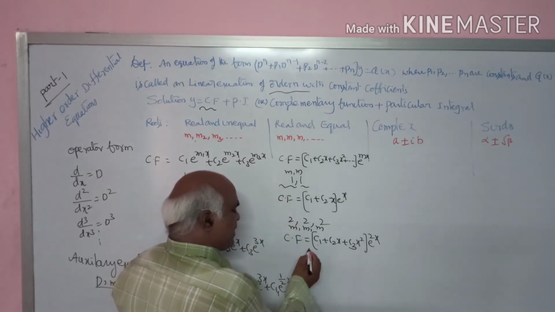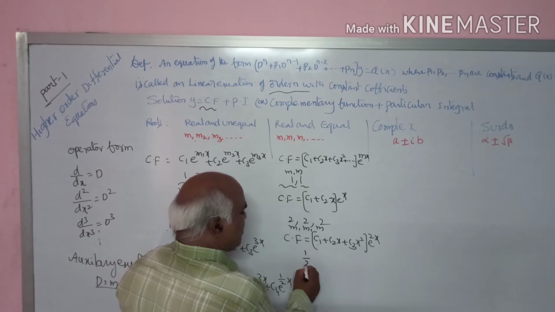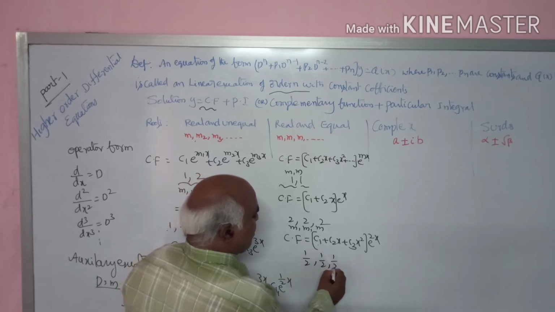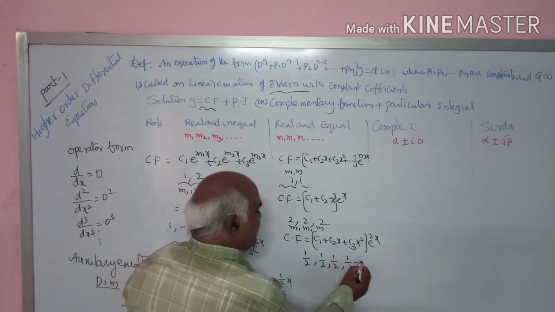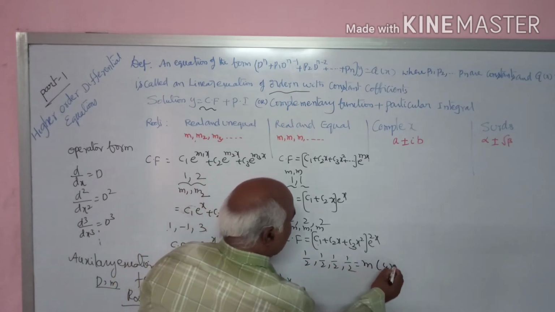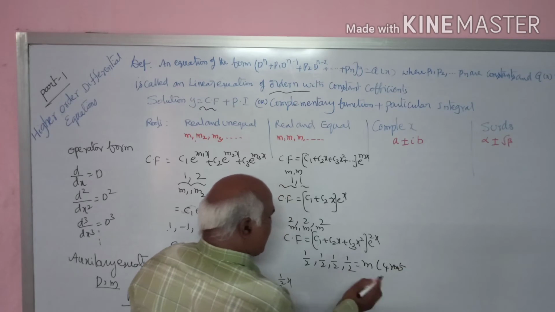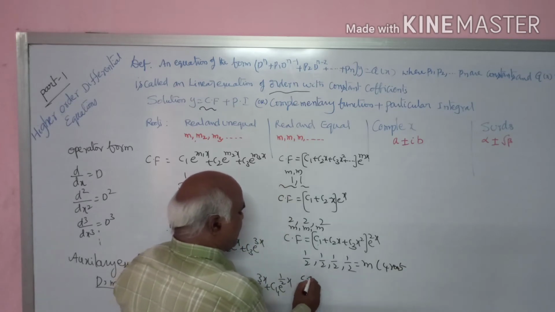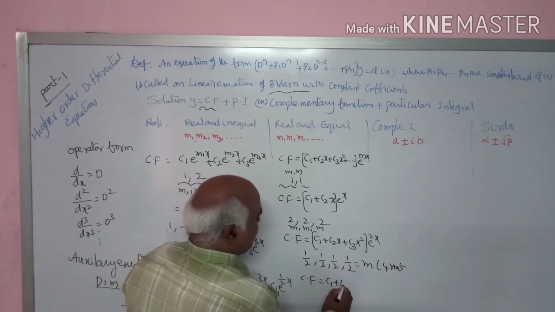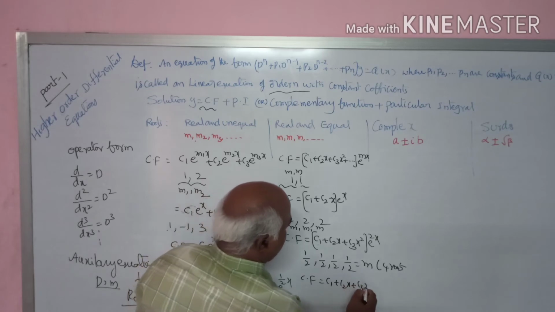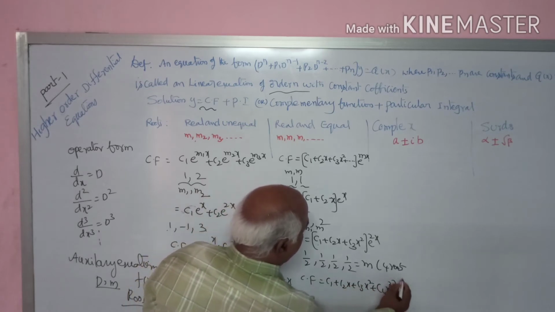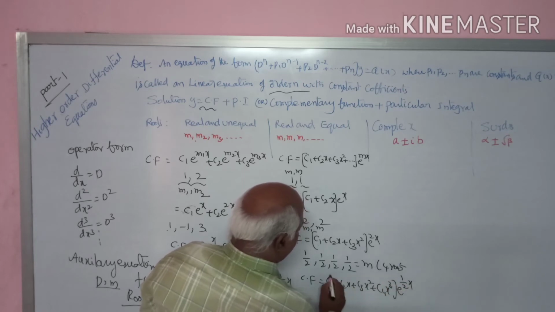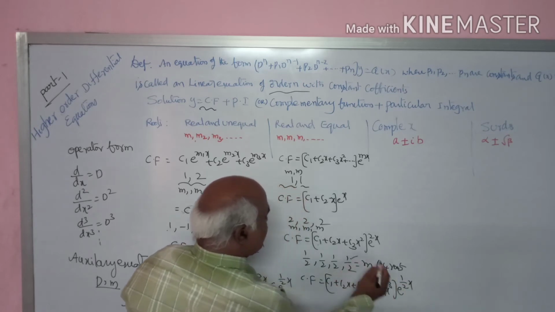Next, take another example: 1 by 2, 1 by 2, 1 by 2, 1 by 2. Four roots are there, all m's are equal, therefore you can write up to c4. The complementary function is c1 plus c2x plus c3x square plus c4x power 3 into e to the power of 1 by 2 into x, where m is 1 by 2.